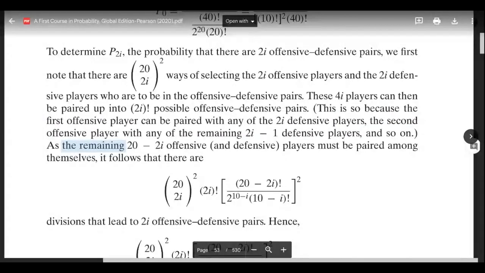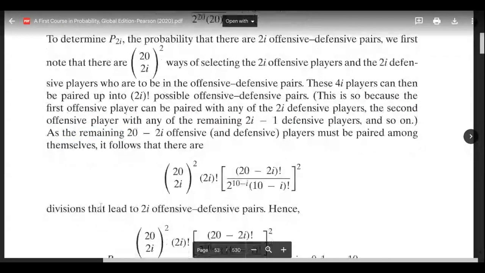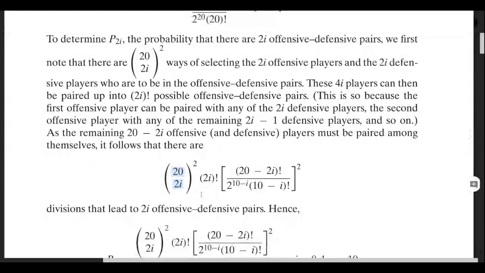So let's see this. Out of 20, choose 2i, and out of 20, choose 2i again. Then permute these 2i of them. Then the rest is 20 minus 2i factorial divided by 2 raised to 10 minus i, divided by 10 minus i factorial. Then because of pairs, we square it.